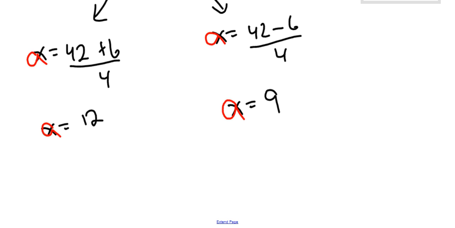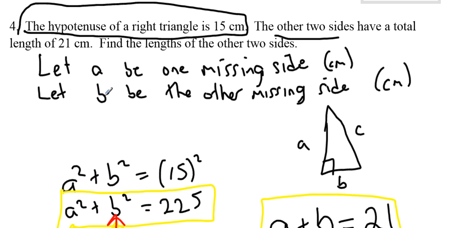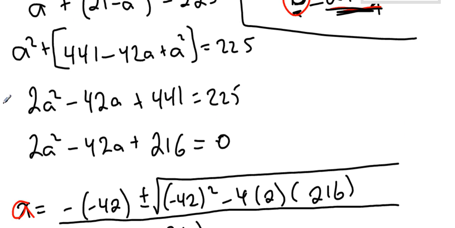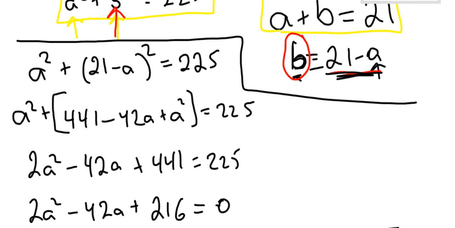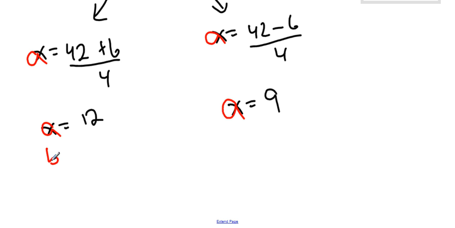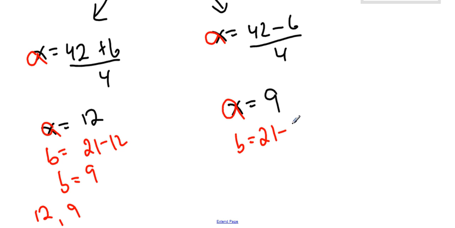And if A is equal to 12, I have to go and tell you what B is. So again, what's the relationship between A and B? B is 21 minus A. So if A is 12, B is 21 minus 12, B is 9. So in one scenario, I have side lengths of 12 and 9. Here, if the side length is 9, again, calculating B, I get a side length of 12. So here I get side lengths of 9 and 12.